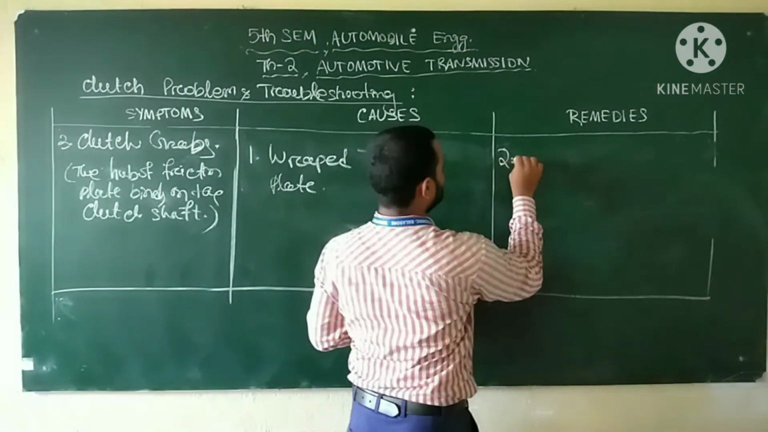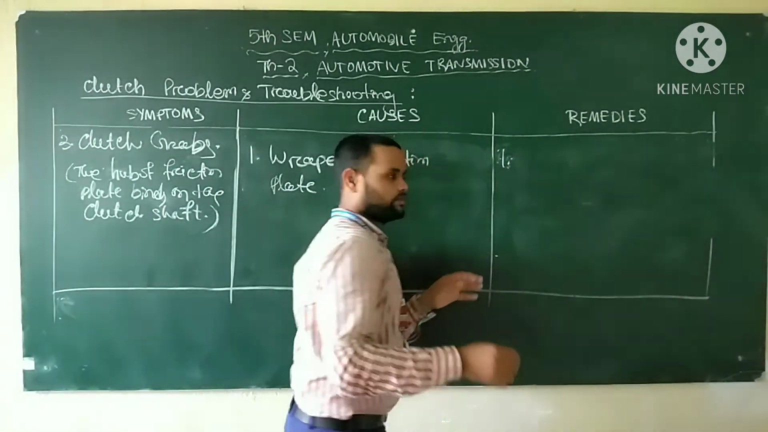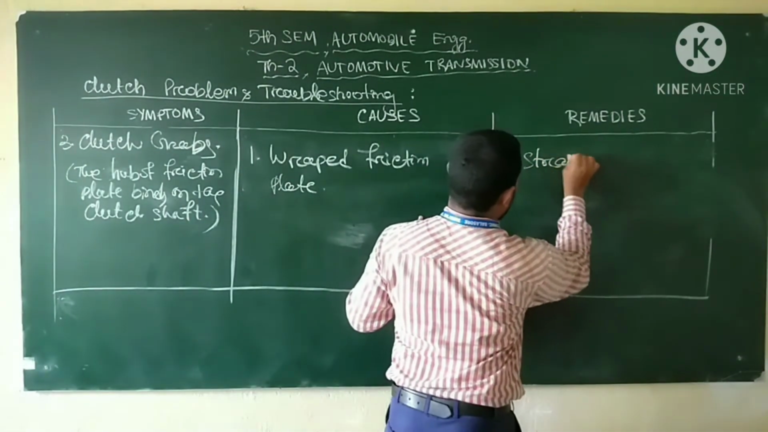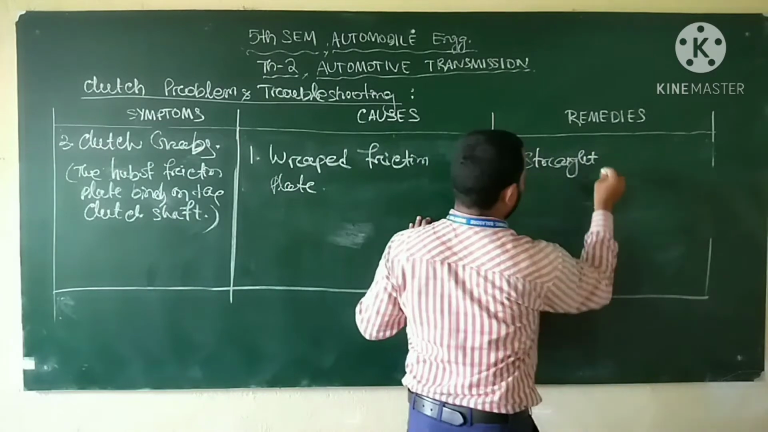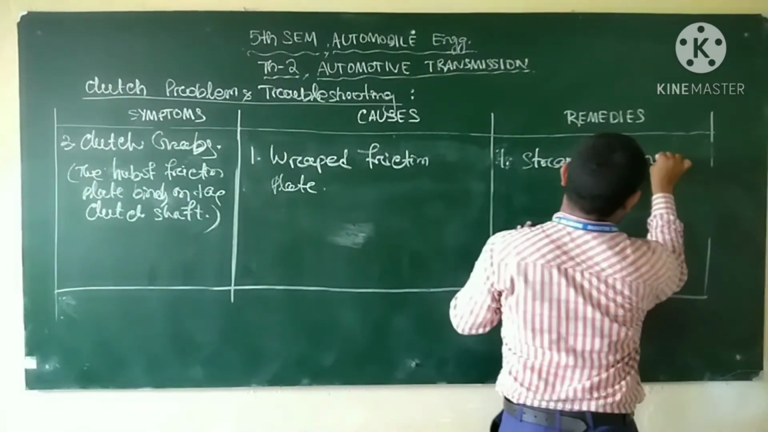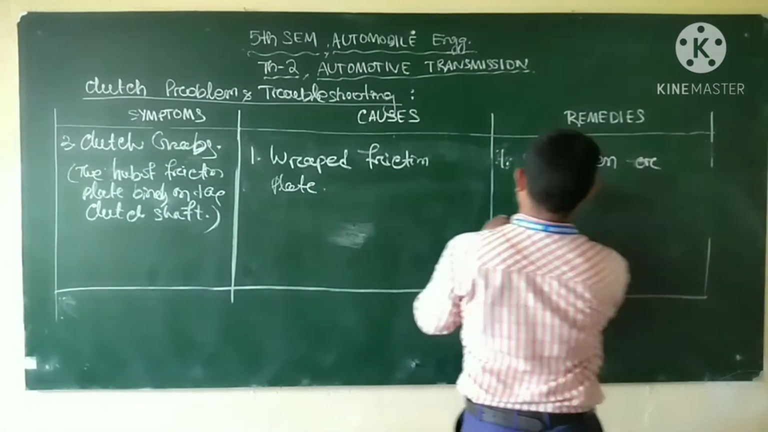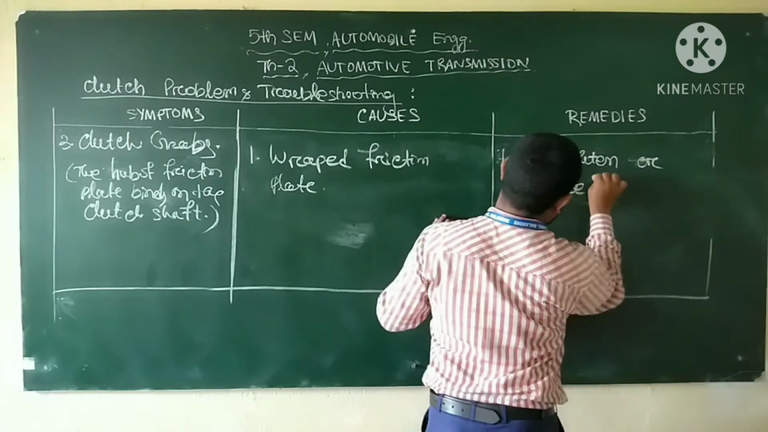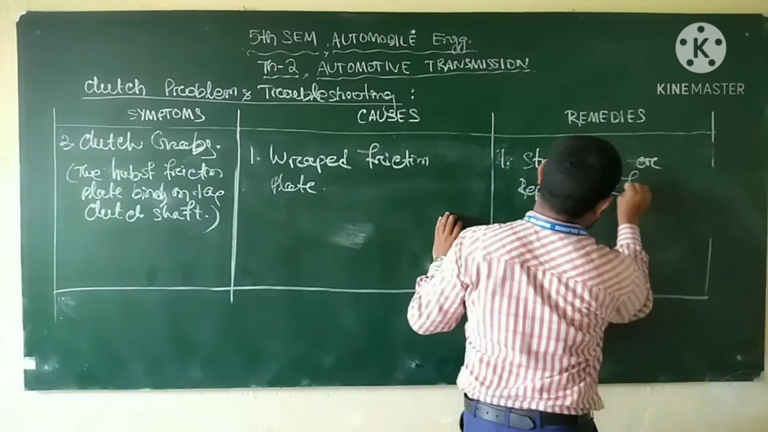So what is the remedy for the clutch grab caused by warping? Straighten or replace the friction plate.